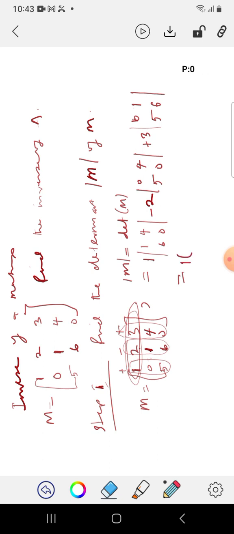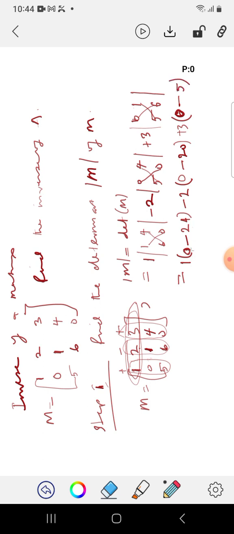So this is going to be 1 times. Now the determinant is you multiply the diagonals, starting with this one, like cross multiplication. That's 1 times 0 minus 4 times 6, that's 24. 1 times 0 is 0. So minus 2 now times 0 times 0, that's 0, minus 5 times 4, that's 20, plus 3 into 0 times 6, that's 0, minus 5 times 1, that's 5.